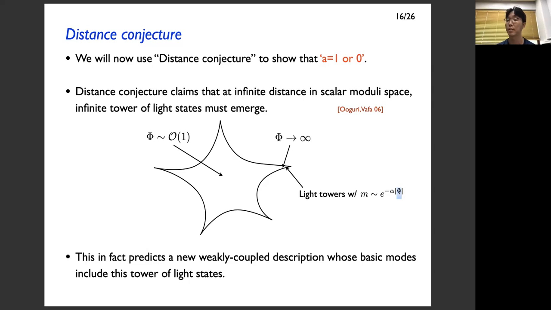Also, around this point the original effective description will break down because of this infinite number of new light states. Therefore, the distance conjecture predicts a new weakly coupled description whose perturbative modes include this tower of light states. So this is the distance conjecture. At each corner, we expect new weakly coupled dual descriptions.